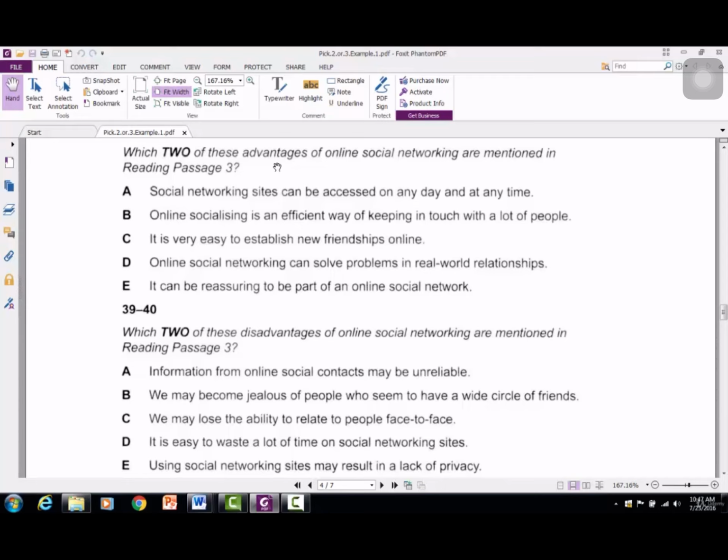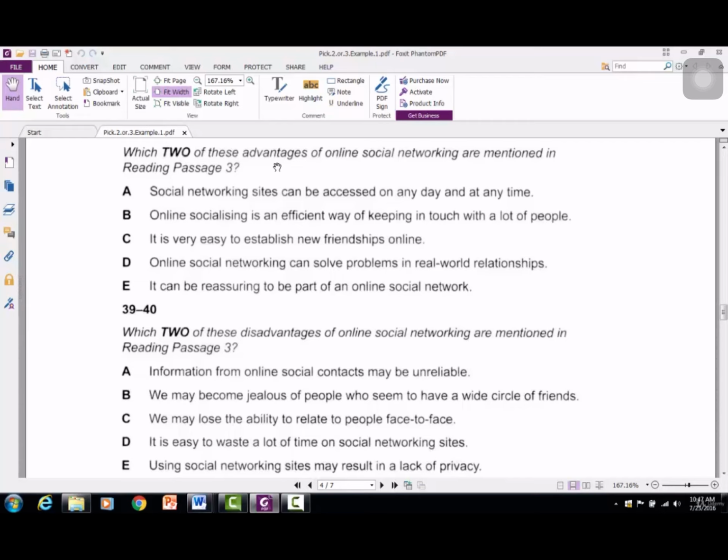I would suggest you circle that language as you're going through and doing the other questions, and then you can come back and read that language. It's going to be much, much easier to do this type of question then. All right.